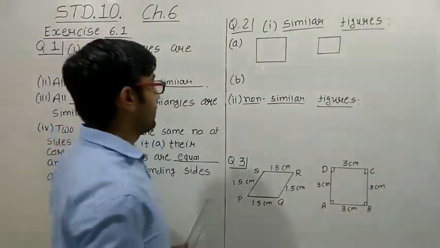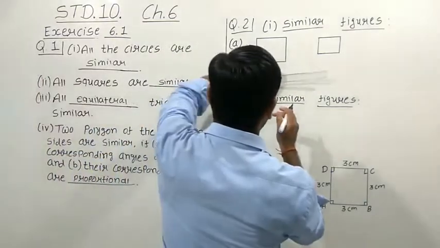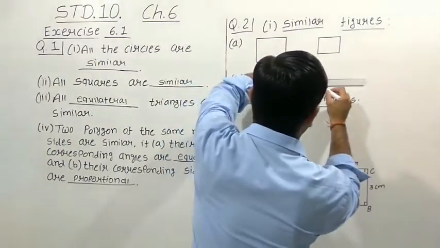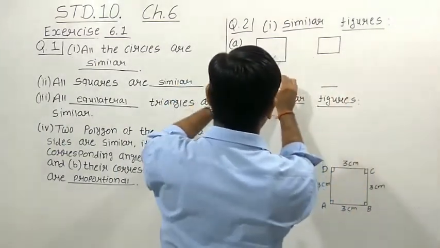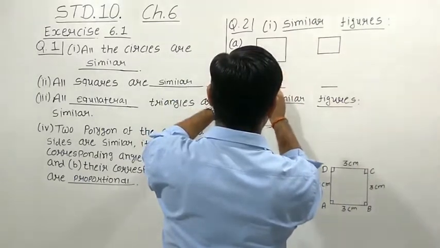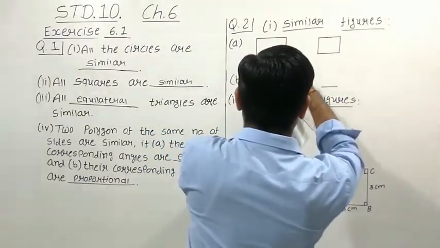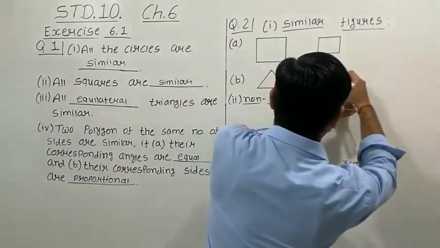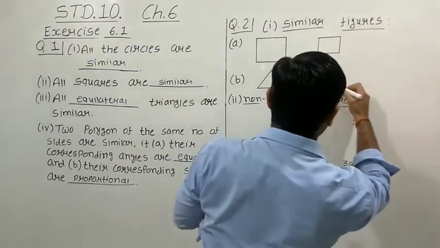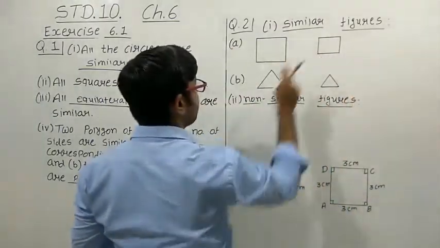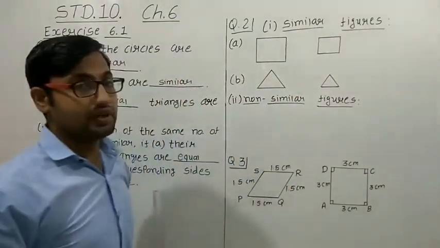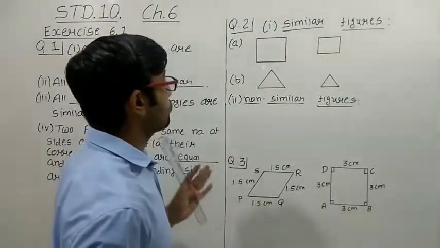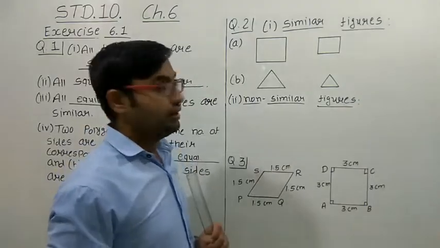Both are rectangles. Now we have to draw another pair, so here we can draw a triangle, one smaller and one greater. Both these figures are similar figures, and these two are also similar figures. One pair is rectangles, one pair is triangles. It is not necessary to draw these figures only; you can draw any figures by yourself.